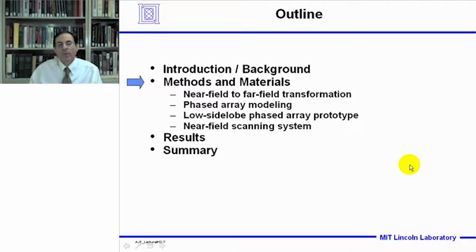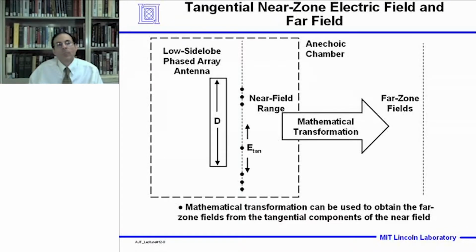So let's describe the methods and materials. Now to mathematically transform the near field data to far field data, we need to know the tangential near zone electric field. Here's a low side lobe phased array antenna aperture. Here's the near field sampling plane. And we measure E tangential at a number of regularly spaced points on this test plane. Ideally, we'd like to do the measurements in a large anechoic chamber. To summarize, a mathematical transformation can be used to obtain the far zone fields from the tangential components of the near field. And we'll show how to do that.